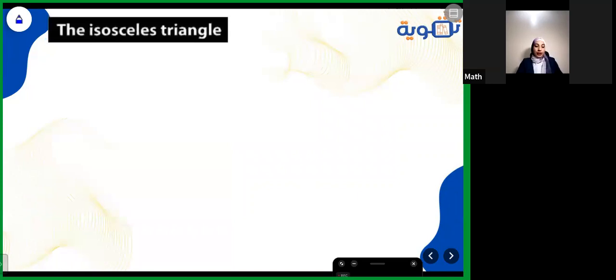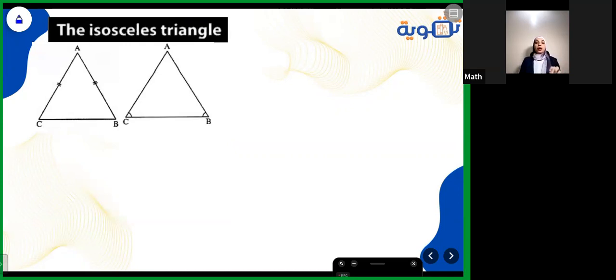The next part we are going to talk about here is the isosceles triangle. What about the isosceles triangle? You already studied this. If you have a triangle with two sides equal in length, that means the two base angles will be equal in measure. By the way, this angle, we call it the vertex angle. So the base angles are equal in measure. Also, vice versa. If you have two base angles equal in measure, then the two sides here will be equal in length. This is the isosceles triangle.